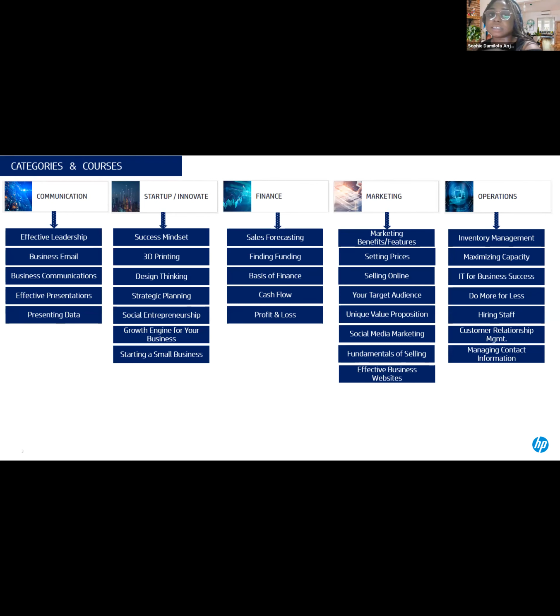I'm going to quickly skim to the remaining two categories, which are marketing and operations. Marketing, we all know what the entire meaning or grouping of marketing involves. It goes from benefits to features, understanding the value proposition of a product, social media marketing, which is very prevalent today, as well as effective business websites. In operations, we have things like inventory management.